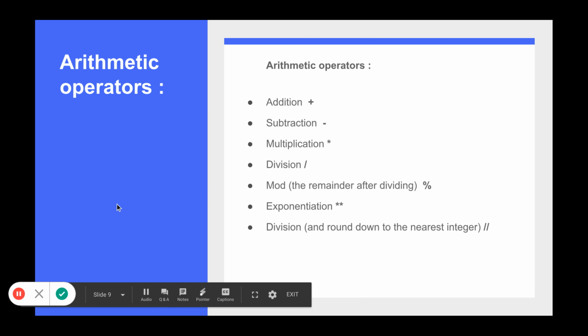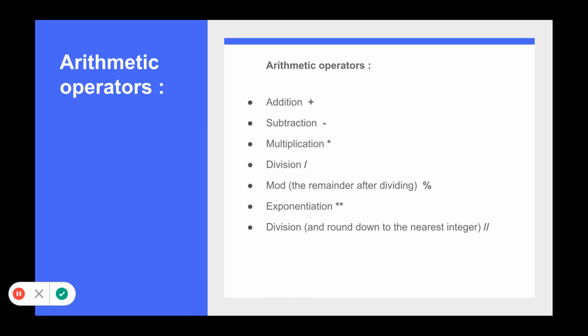In addition to those arithmetic operators, we have mod or modulus, that returns the remainder after dividing, represented by the percentage sign. Exponentiation, which returns a value raised by another value, is represented using a double asterisk. We also have division that rounds down to the nearest integer that uses a double forward slash.